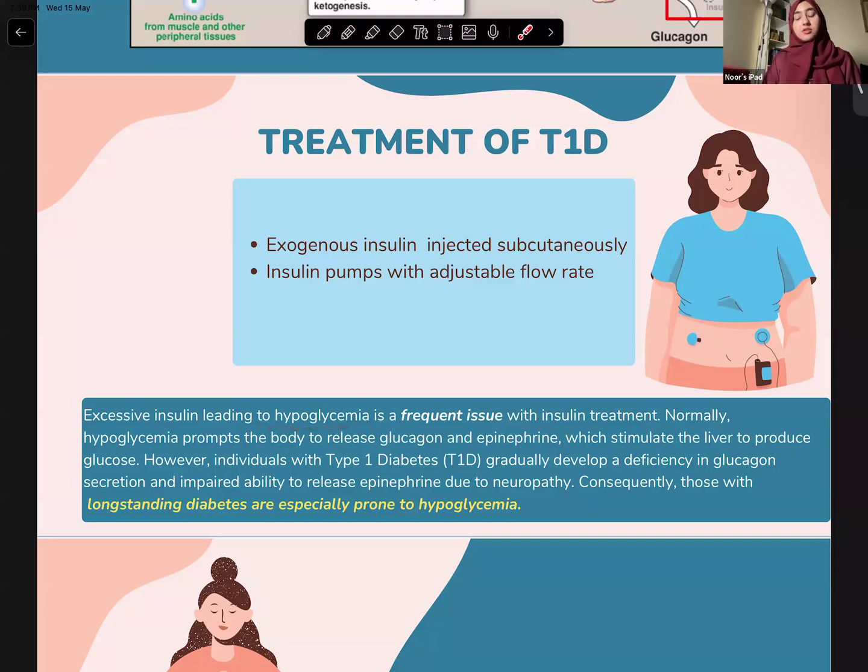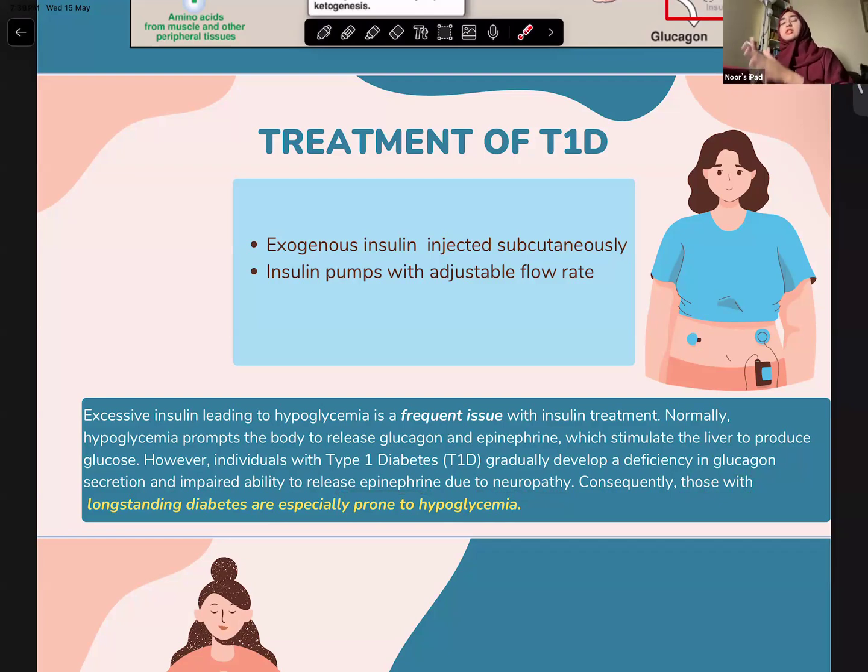Normally, in normal individuals, hypoglycemia prompts the body to release glucagon and epinephrine, which stimulate the liver to produce glucose. However, in patients who have type 1 diabetes, there is a deficiency in glucagon secretion, and a deficiency in the release of epinephrine due to a neuropathy. Neuropathy means damage to nerves. So what happens in long-standing diabetes? These patients are very prone to hypoglycemia because glucagon and epinephrine are not being produced.